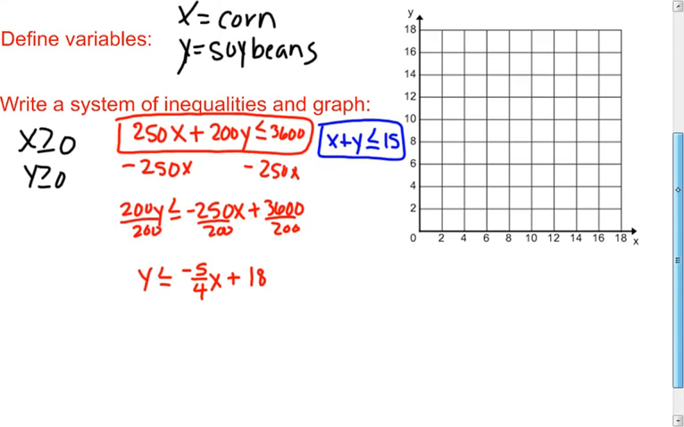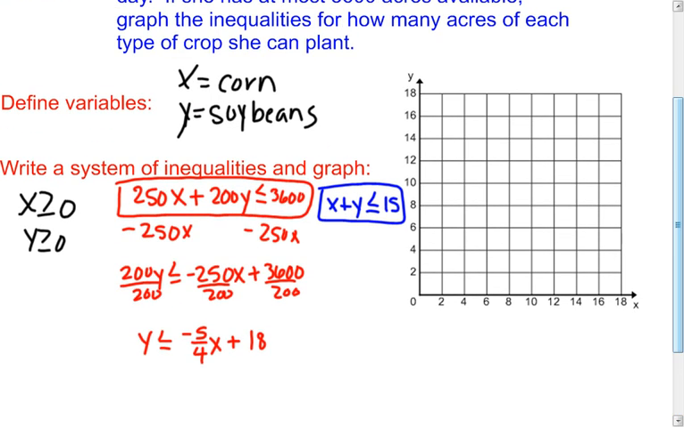So that one crosses the y-axis at 18, has a slope of negative 5/4. So down 5 and right 4. Down 5, right 4. So it should connect like that. It is underlined, so I would make it connect with a solid line. And I would shade underneath because it is less than.